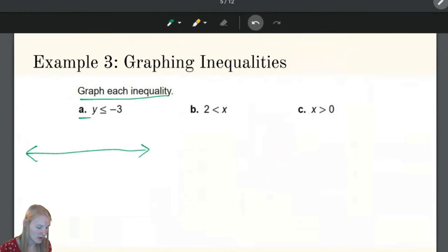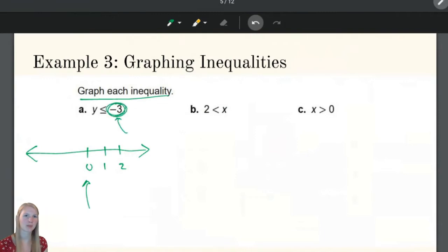Your number line doesn't need to have every single number on it. Here's what I recommend: always put 0 on your number line. And then, we have y is less than or equal to -3. I call this number the number we care about. It is the most interesting number to us, the only number given in our inequality. So -3 also needs to be on our number line.